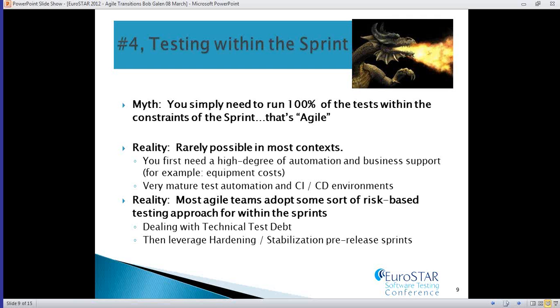A lot of Agilists just have the 100% proposition, and I think the reality is that it's rarely possible in most or many contexts. And you need a high degree of automation and business support to get there. And high degrees of test automation and continuous integration and continuous deployment environments. So I think the reality is most teams who are not in that sweet spot need to adopt a risk-based approach, a multifaceted, multi-tool approach.